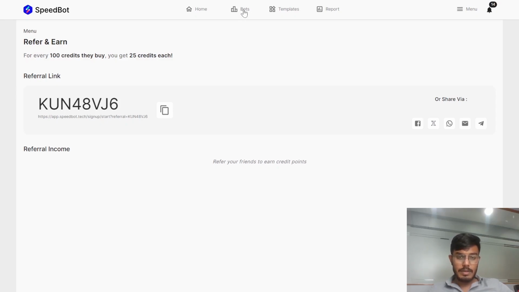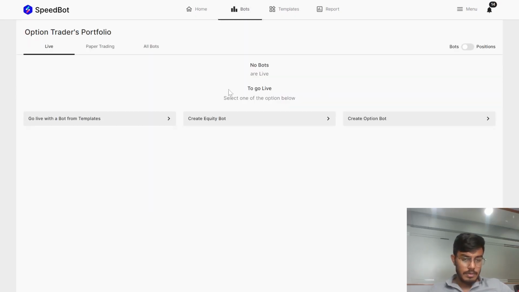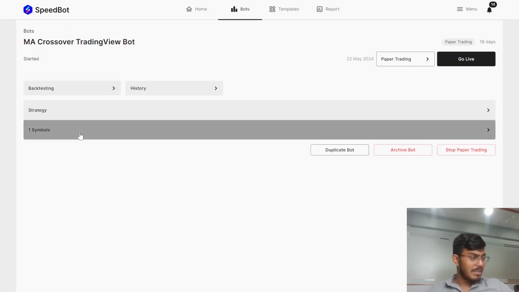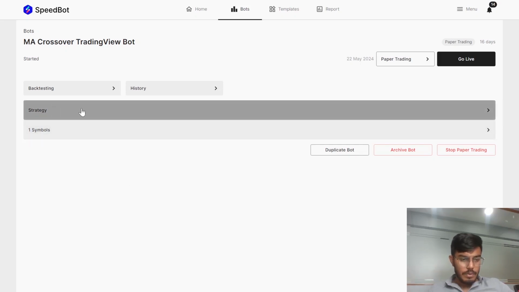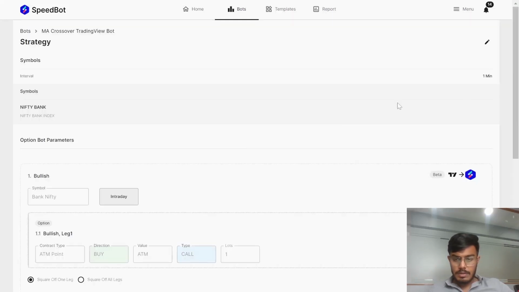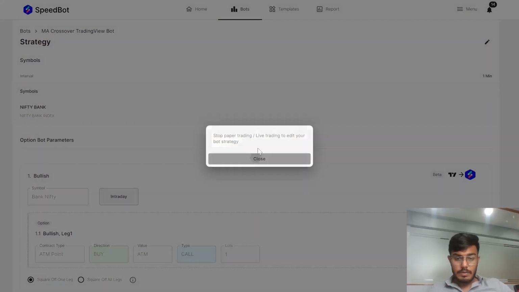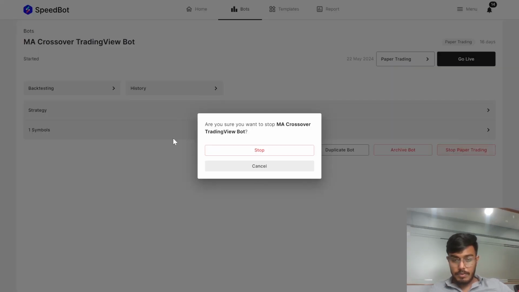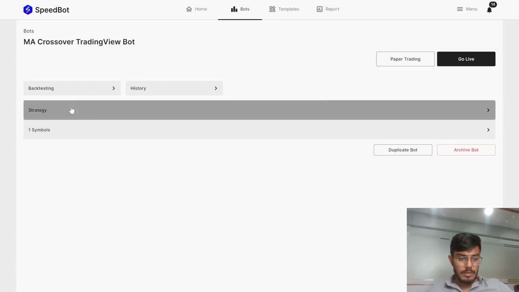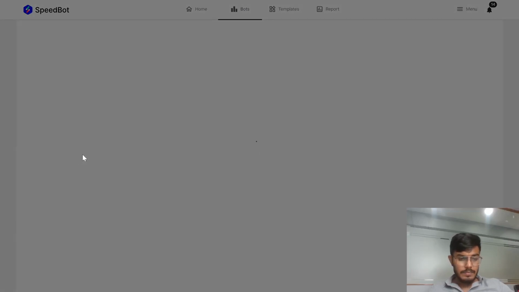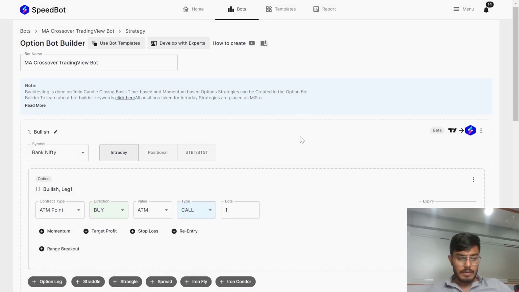What you can do is go to the bot section over here. Let me navigate to one of our bots. This is a bot that I have already created. Let me go to the strategy and click on the edit button. This seems to be in paper trading, so let me stop it and edit the strategy over here. Perfect. So Darshan, as you can see, I have already linked this particular option bot with my TradingView account.